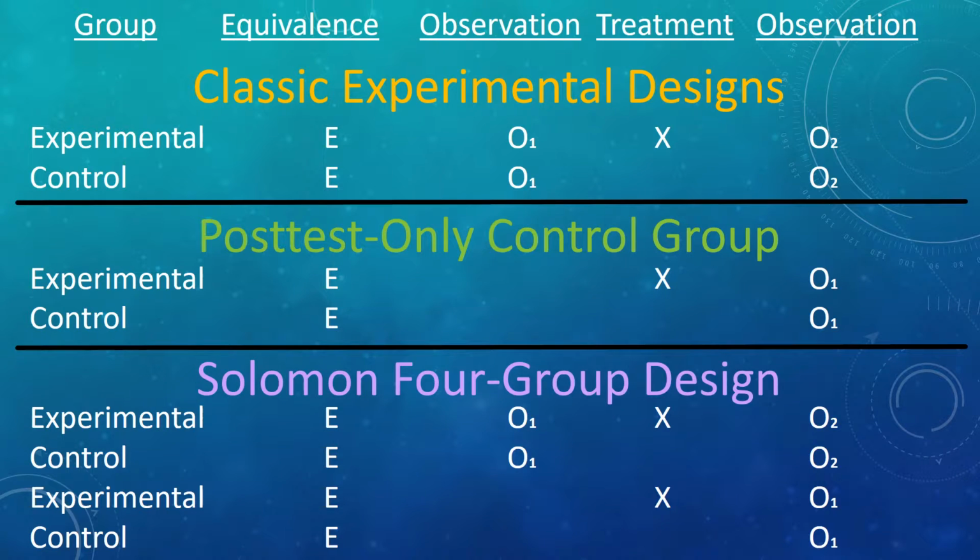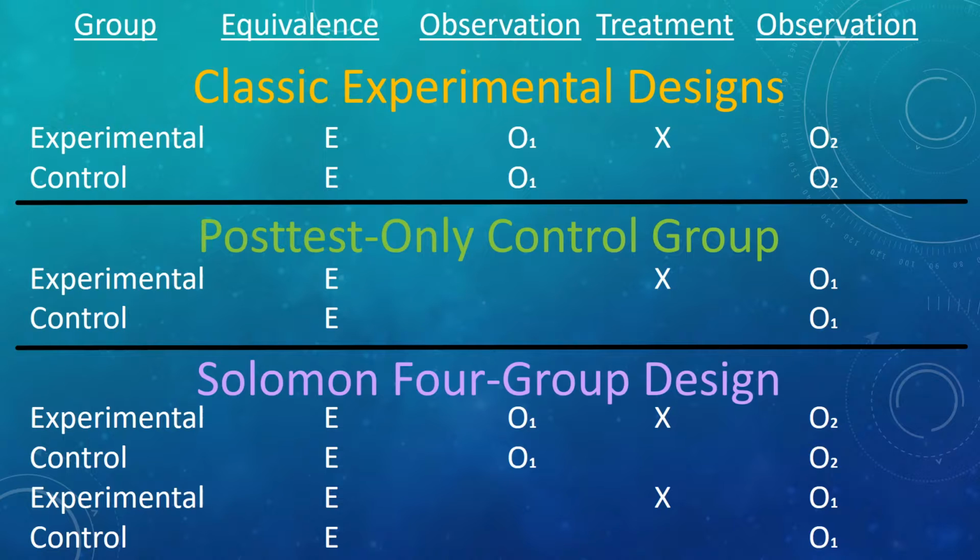Let's start with the classic experimental design. This design has one experimental treatment group and one control group. They both undergo randomization and equivalency. Then the first observation is recorded. After this, the treatment is given, and then the groups are observed for a second time. Any differences between them would be assumed to have been produced by the treatment or lack of treatment.